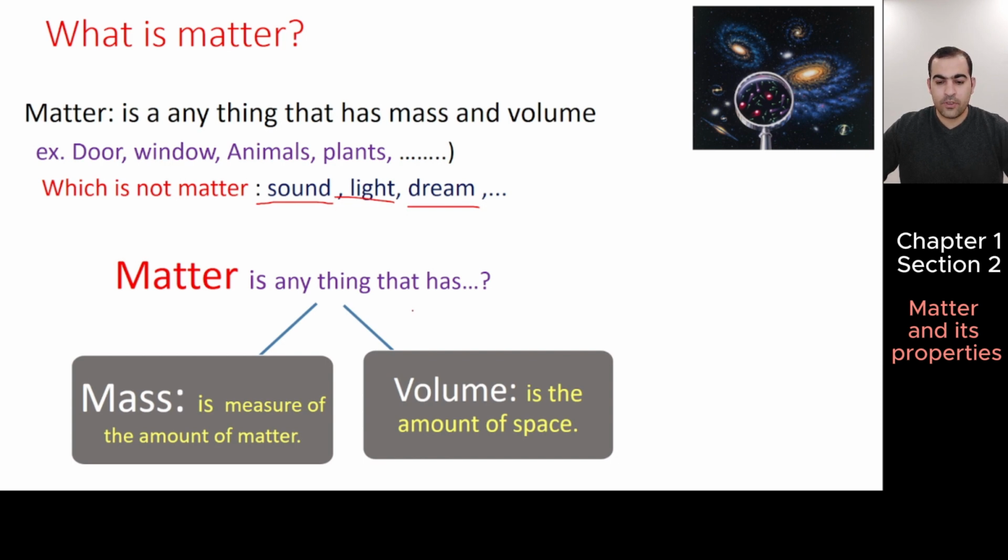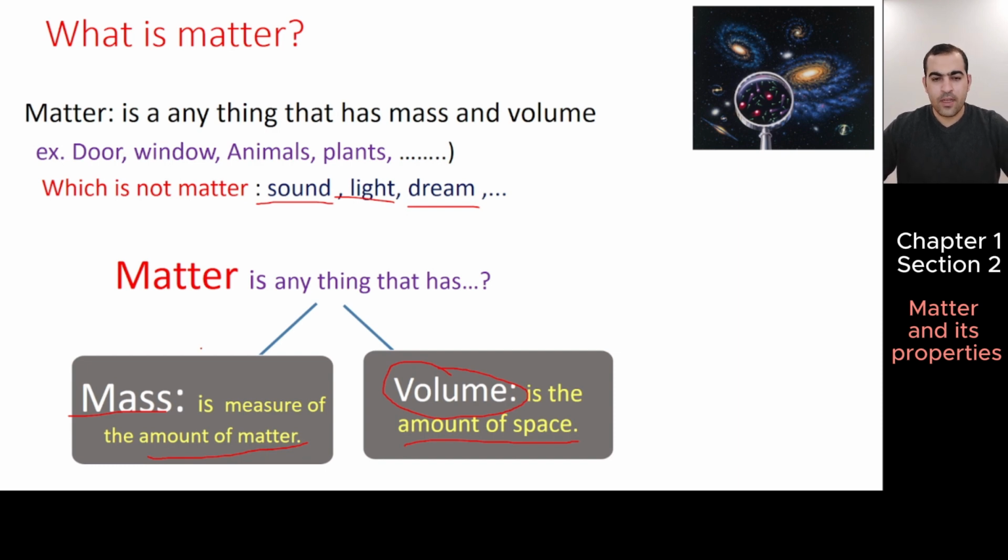mass and volume. Here, volume means the amount of space or three-dimensional measurement. Mass is the measure of the amount of matter. So, for example, does sound have mass? No. Does it take up space? No. So we say sound is not matter.